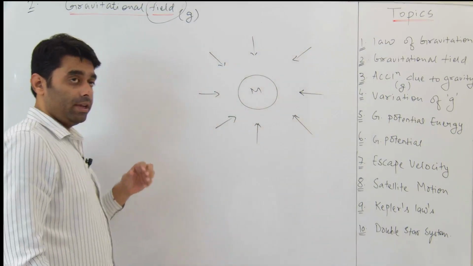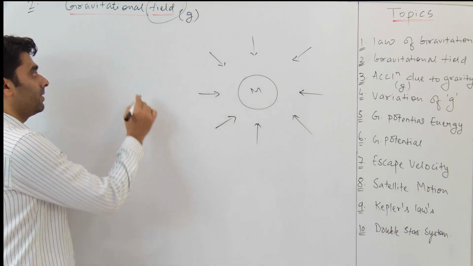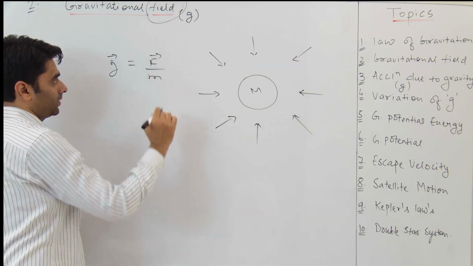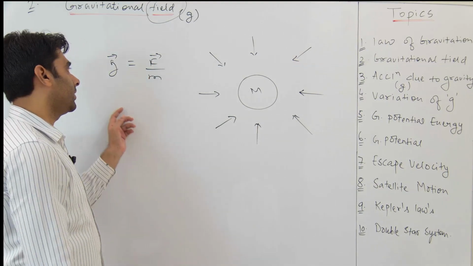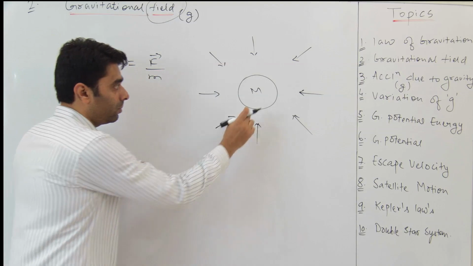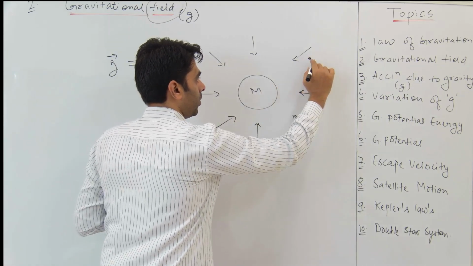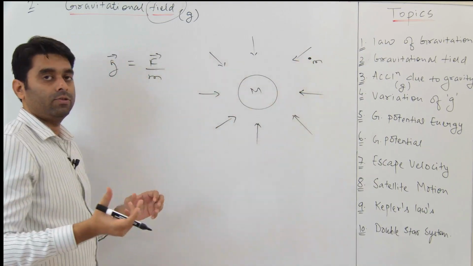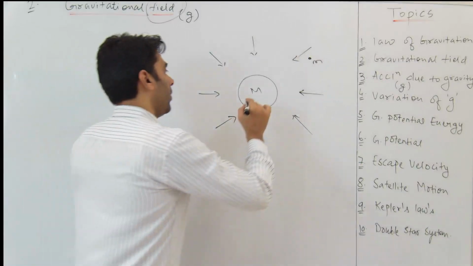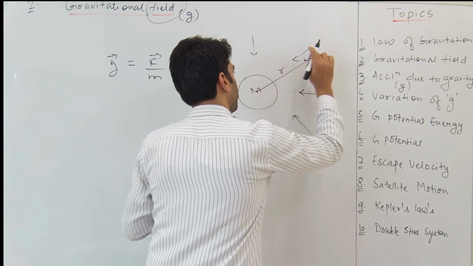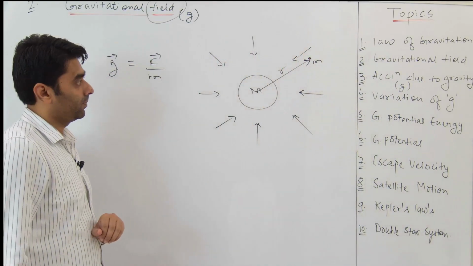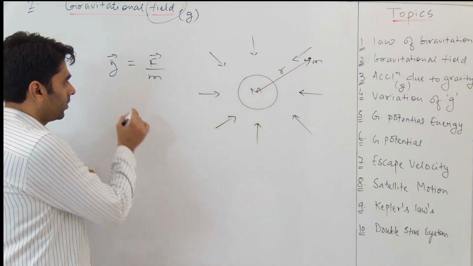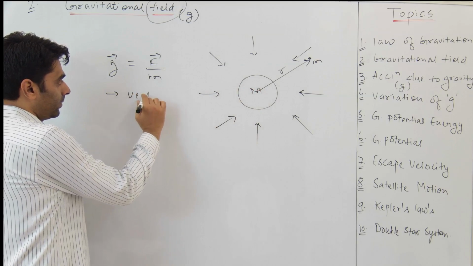Next, if we have to write mathematically, what is the relation given? Gravitational field G is given as the force on a unit mass. Due to this mass, let's consider this small mass m we are considering. So the force on a unit mass is termed as the gravitational field at any point. Over here, let's consider m mass is present at a separation of r. It is a vector quantity. Obviously, the direction of gravitational field is towards the mass.